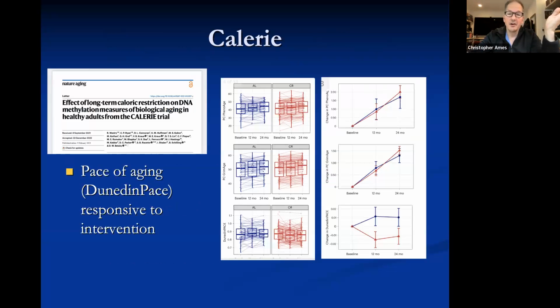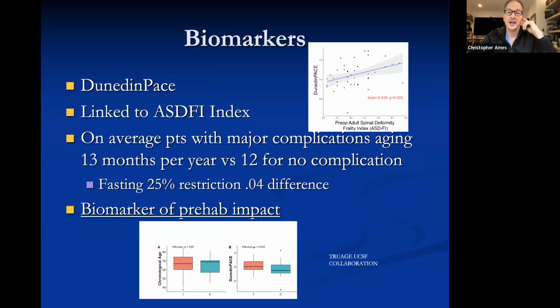And then also Dunedin Pace has been linked, and we all know, especially those of us who are getting older, we follow a lot of the caloric restriction literature. Dunedin Pace is responsive to caloric restriction. In a prospective trial of caloric restriction, they saw an improvement in Dunedin Pace with calorie restriction. When we looked at Dunedin Pace for major complication, we saw that the patients that had a major complication on average were aging 13 months per year, versus the patients who didn't have a complication were aging at about 12 months a year, or a normal rate of aging. So an accelerated pace of aging was linked to major complication rate, and this paper is currently in review.